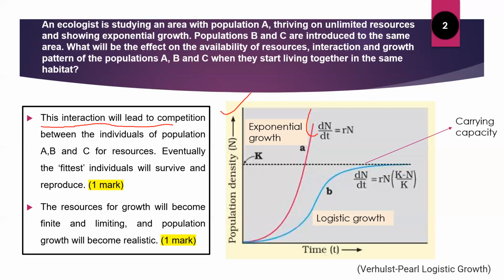this blue graph. So you have this lag phase, then a growth phase, and finally it will no longer increase. It will reach a limit, and that is the carrying capacity. This is the logistic growth, and it is more realistic. When resources are limited, populations generally show a logistic growth pattern.